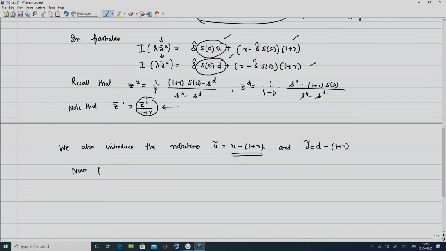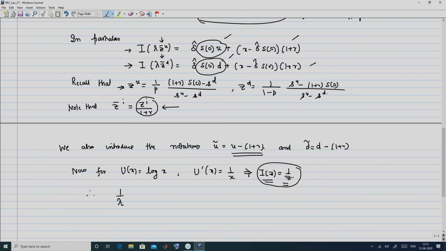Okay, so now for the log utility, as is the case with the first part of the problem, what is u prime of x? U prime of x is equal to 1 over x, and this implies that the inverse function I of z becomes 1 over z. So once you put in the expression, this term is going to be 1 over lambda z bar of u, where z bar of u can be obtained from here, and accordingly here also I will get 1 over lambda z bar of d, where you will get z bar of d by making use of this relation.